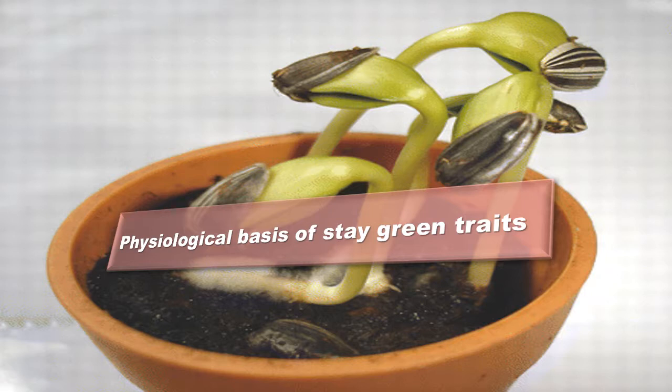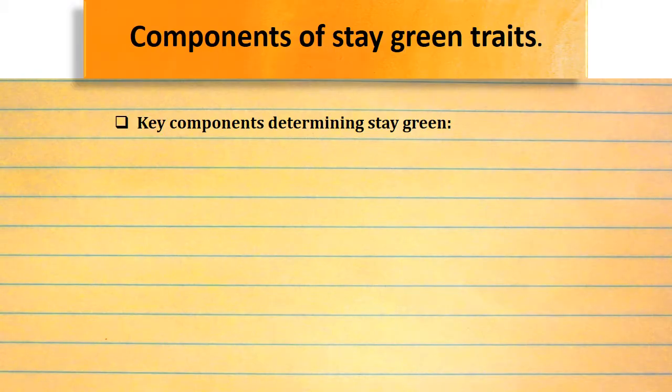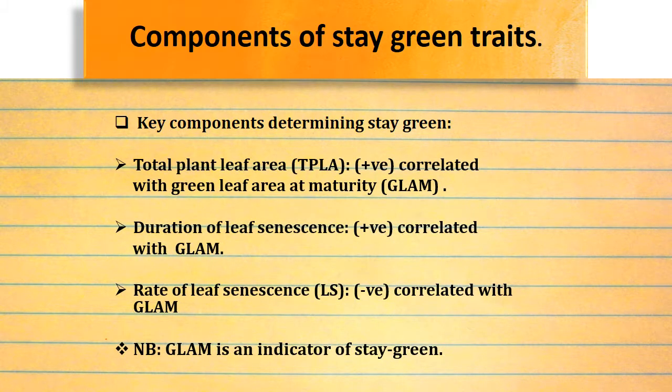Physiological basis of stay-green traits. Coming to the components of stay-green traits in physiological traits, the key components determining stay-green are total plant leaf area, that is TPLA, with positive correlation at maturity stage; duration of leaf senescence, which is positively correlated with GLAM, that is green leaf area at maturity; then rate of leaf senescence, negatively correlated with green leaf area at maturity; and branching, which is an indicator of the stay-green trait.